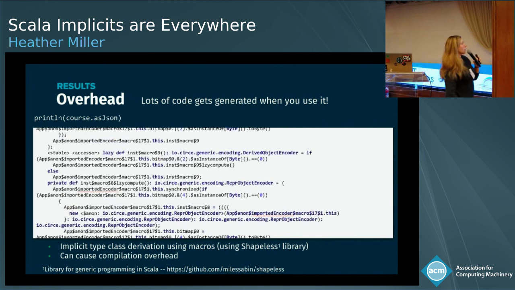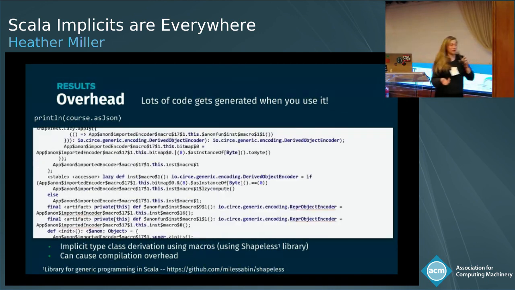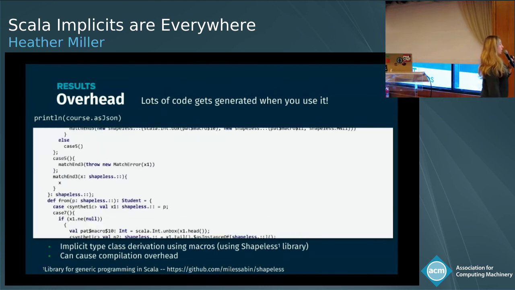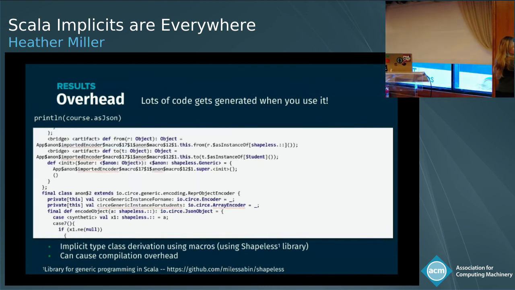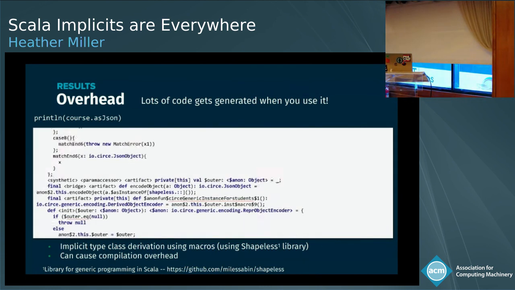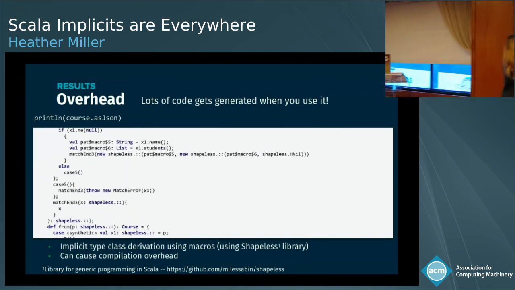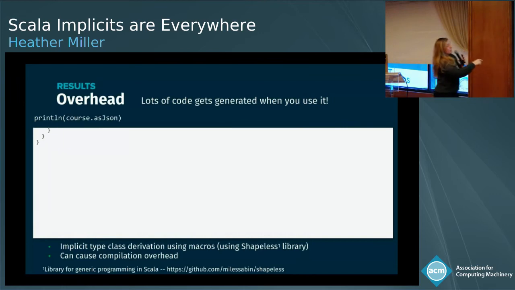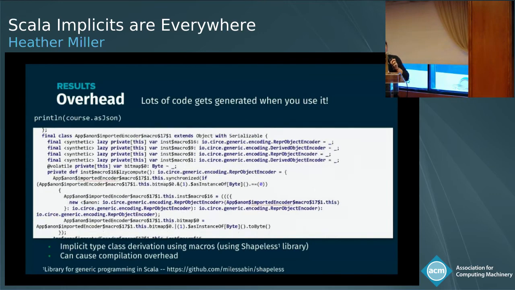It's about 200 lines of code that gets generated by this framework that makes use of implicits, and the implicits generate that code for you. And it does type class generation using macros, so it makes use of macros and implicits to generate code. And it uses this library called Shapeless.